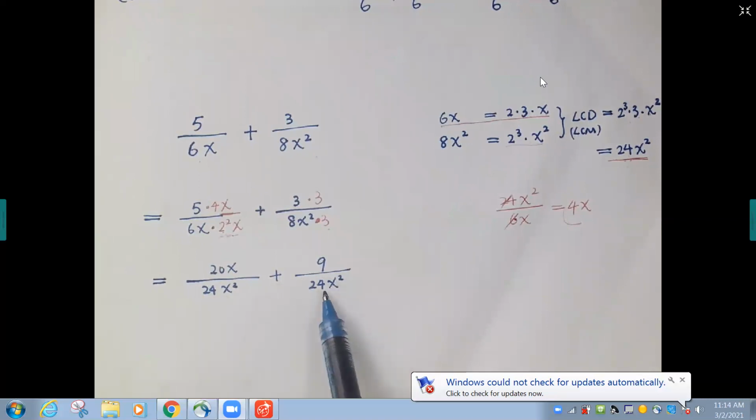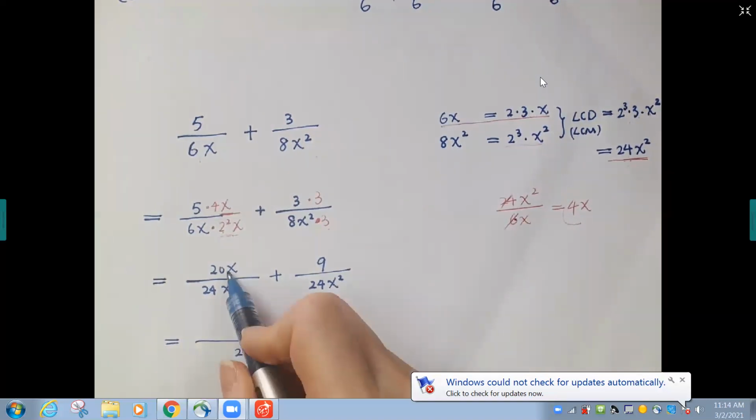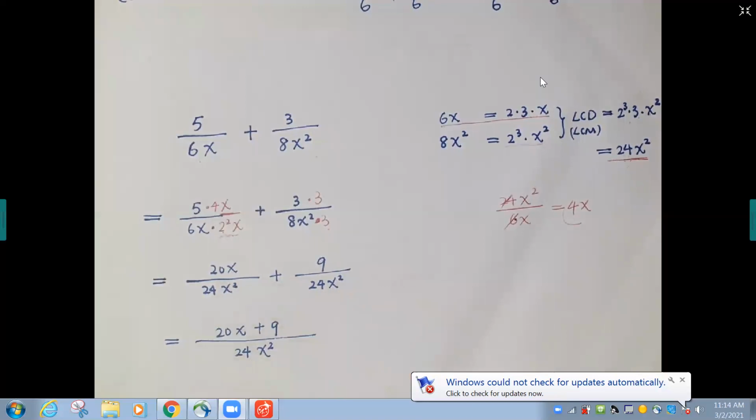They have the same denominators. Then I will keep the common denominator, 24x squared. I add the 2 numerators, 20x plus 9. Finally, I will check, can I continue to simplify this rational expression? The answer is no. Then we'll stop here.